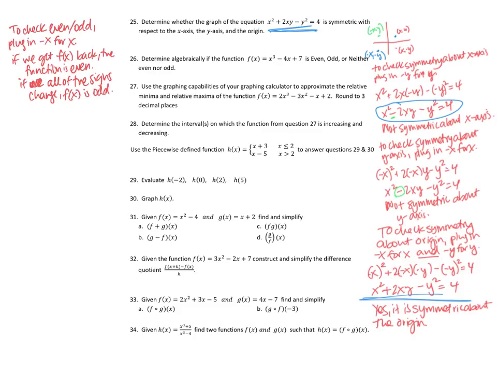Okay, so let's see what happens in this case. When I plug in negative x for x, f of negative x is equal to negative x cubed minus 4 times negative x plus 7. When I cube negative x, I get negative x times negative x times negative x. That's 3 negatives, so it stays negative. So that's negative x cubed. And then negative 4 times negative x is going to be plus 4x plus 7. When I look at the signs, I can see this sign changed and this sign changed, but that sign stayed the same. So it's neither even nor odd.